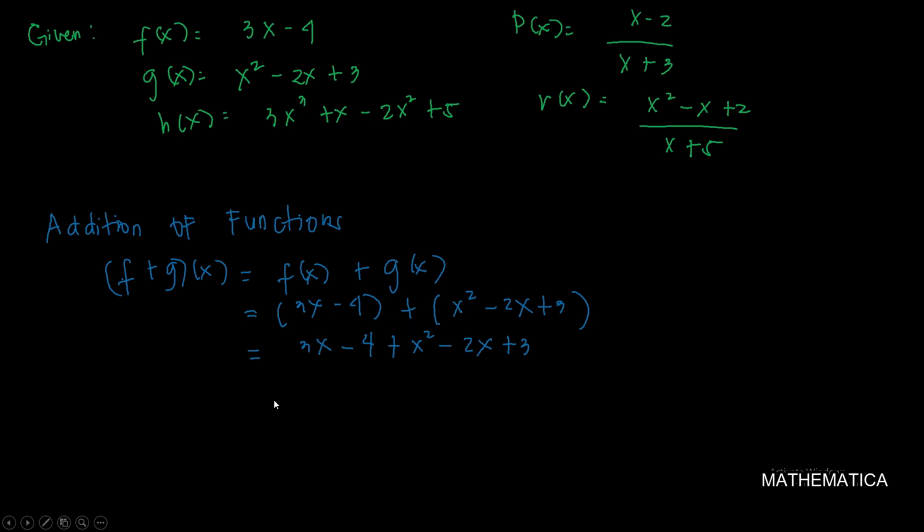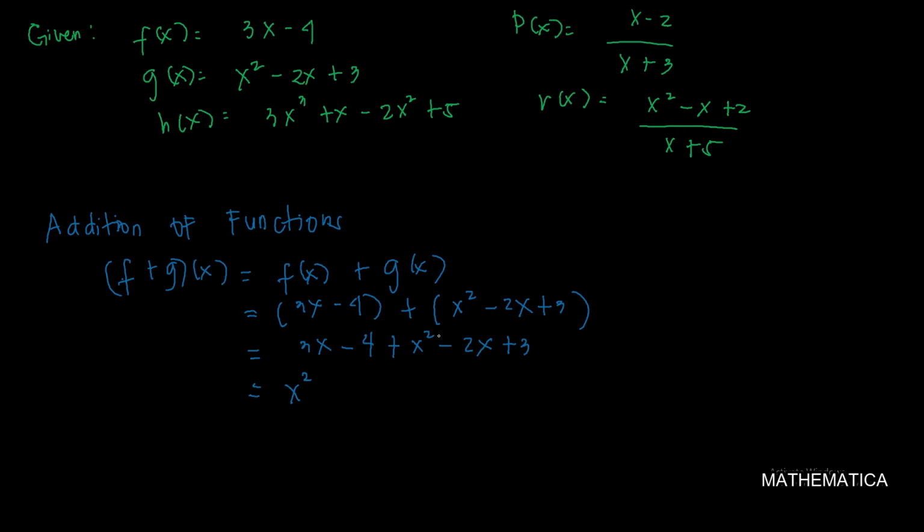This time, we have to combine like terms. You can simplify based on the exponent. The highest exponent comes first, going down. Only one term has the square exponent, so we just copy it. We have x squared. Then we have 3x plus negative 2x.